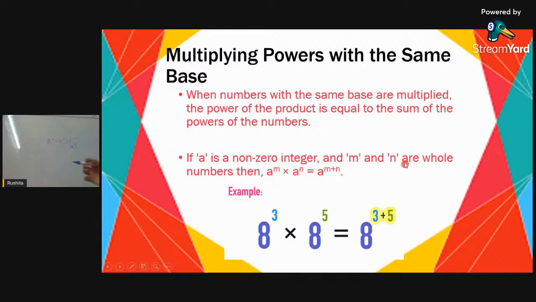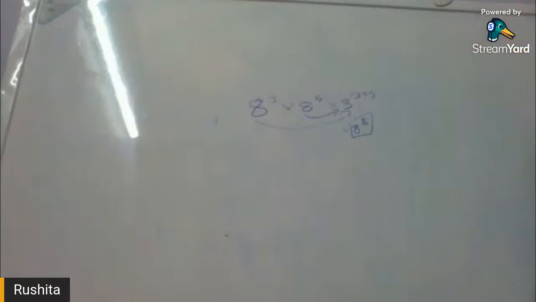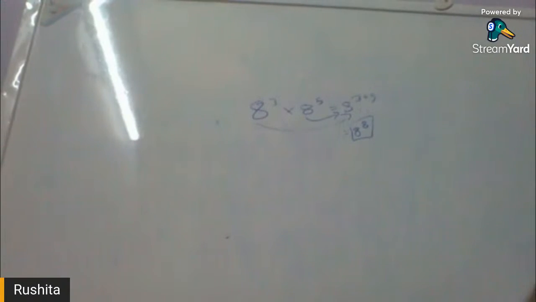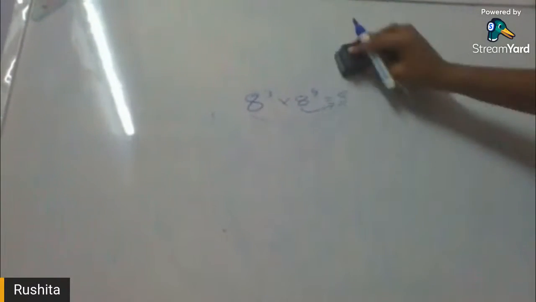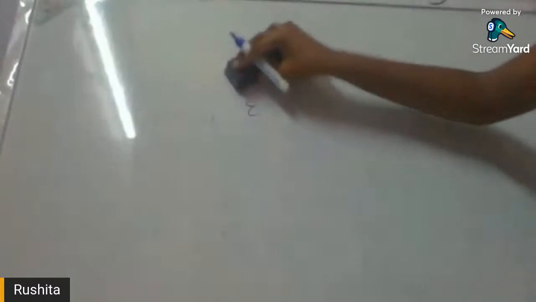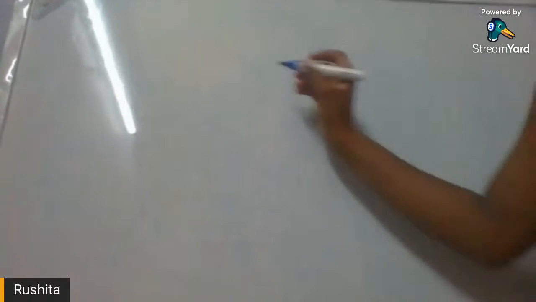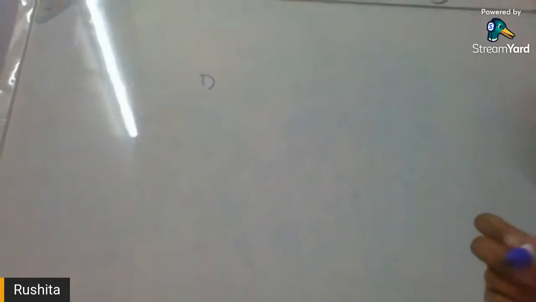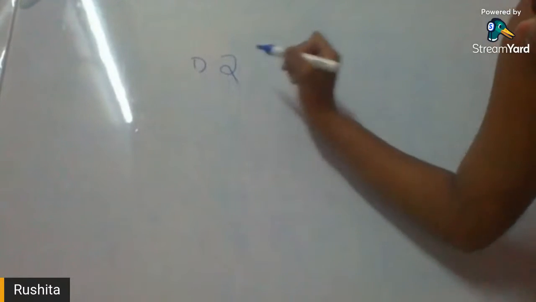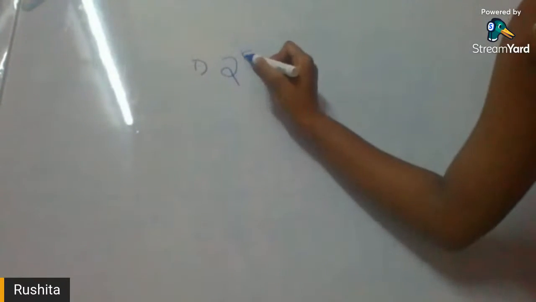Now I will explain to you guys with some more questions. I'll give you examples with two questions. So, first question, I'm taking it as 2 to the power of 5.